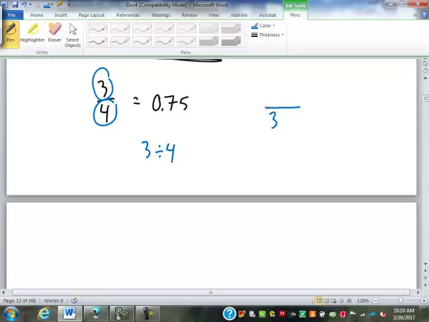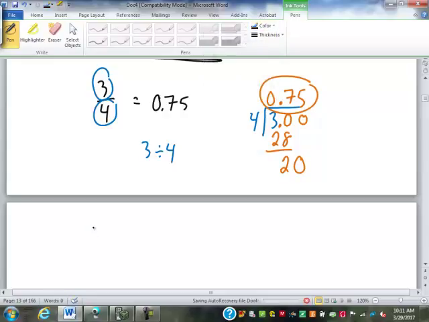If I set that up as a long division, well, 4 does not go into 3. So I put my decimal point in there, and I bring it up, and then I can add a 0. 4 does go into 30 7 times. 7 times 4 is 28. We subtract to get 2. I can add another 0 and bring it down. 4 goes into 20 5 times. So I get 0.75.